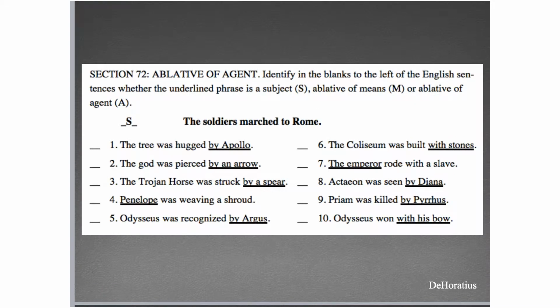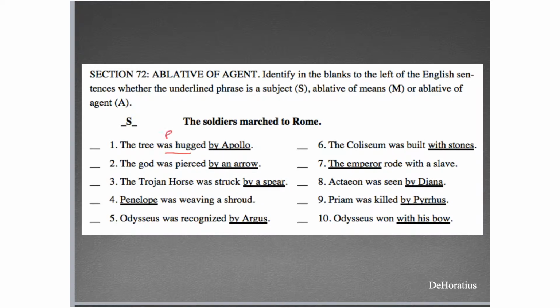Okay, so speaking of which, here is a little exercise practicing that. And again, this is just English. So you've got an underlined phrase. Your job is to identify whether the agent is a subject, an ablative of agent, or a means, which is technically not an agent. All right, so in other words, in the first one, the tree was hugged by Apollo.